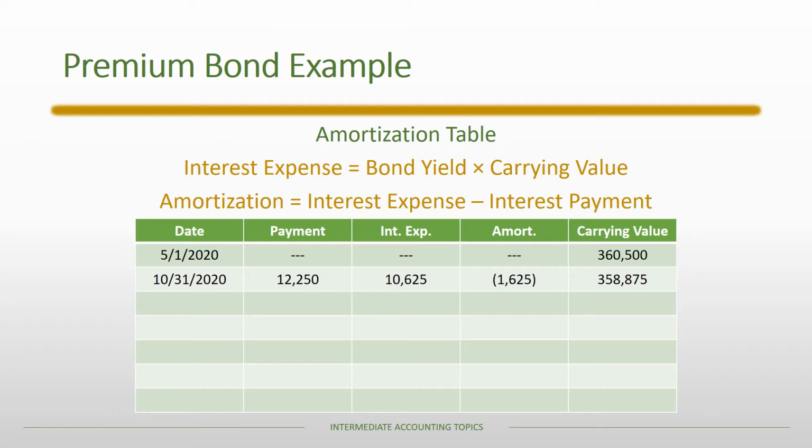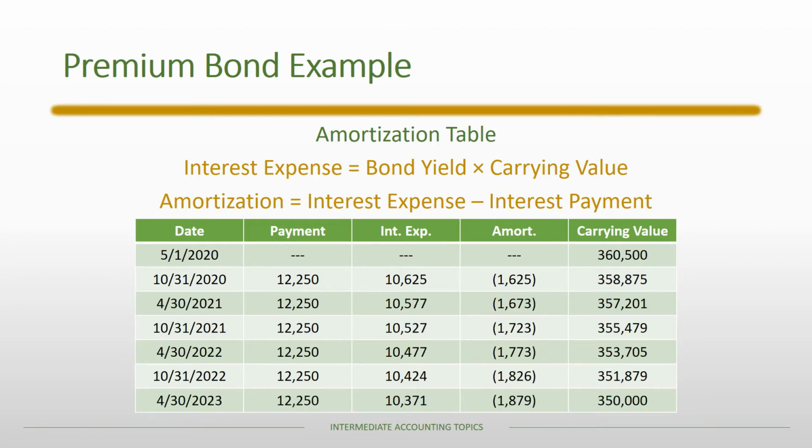Now in this case, notice that the amortization is negative, and the reason why it's negative is because the carrying value is at a premium, so it's going to go from $360,500 down to the par value of $350,000. Another way to think about it is that the interest expense is sort of what's economically owed, and of course we're paying more. That interest payment is more than what's economically owed. Therefore, essentially, in theory, you're paying down that liability.